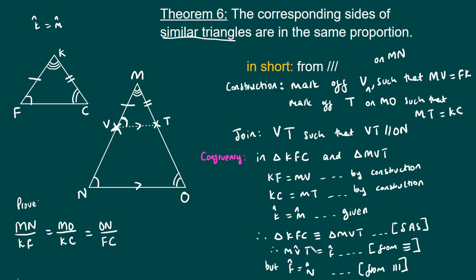Then since angle MVT is equal to angle F, and angle F again is equal to angle N, that will mean that therefore angle MVT should be equal to angle N. I know, you see this part, that is where we don't like it the most. I personally also don't like it the most there. It's talking about a lot of angles.